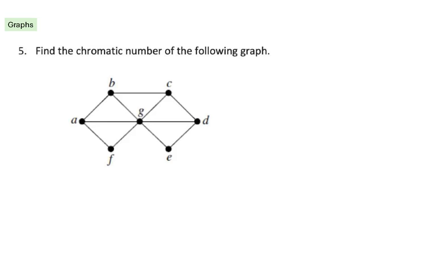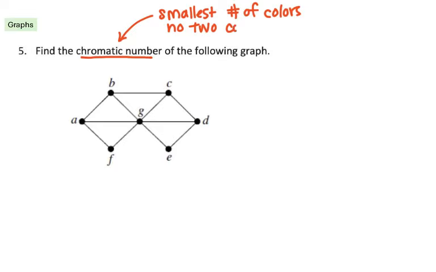Okay, for this next question, we're talking about the chromatic number. So here's the rule with the chromatic number. We want the smallest number of colors, and the rule is that no two neighbors can be the same color. So you can't have a red vertex next to a red vertex, for example. So here's the strategy. You pick a color. I always pick red. It's my favorite.